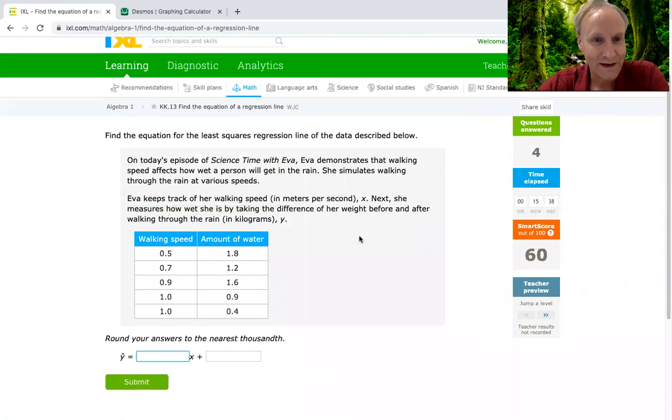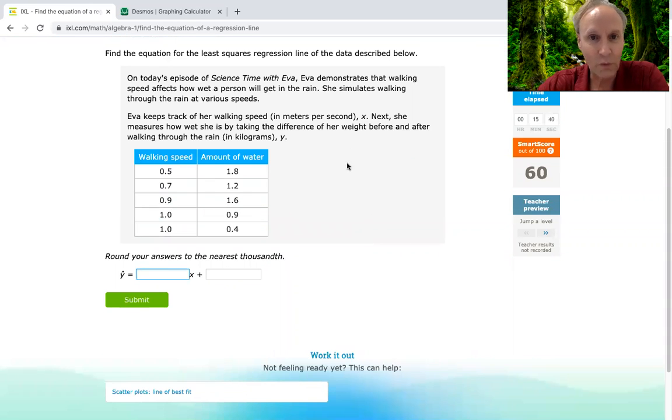Not very far. Okay, walking speed and amount of water. How wet a person will get in the rain. In other words, is it better to walk fast or walk slow or run like hell? So here's the walking speed going really slow versus quite a bit faster, and the amount of water does seem to be going down. So it looks like you want to run a little bit. So walking speed does affect it maybe. So let's take a look.